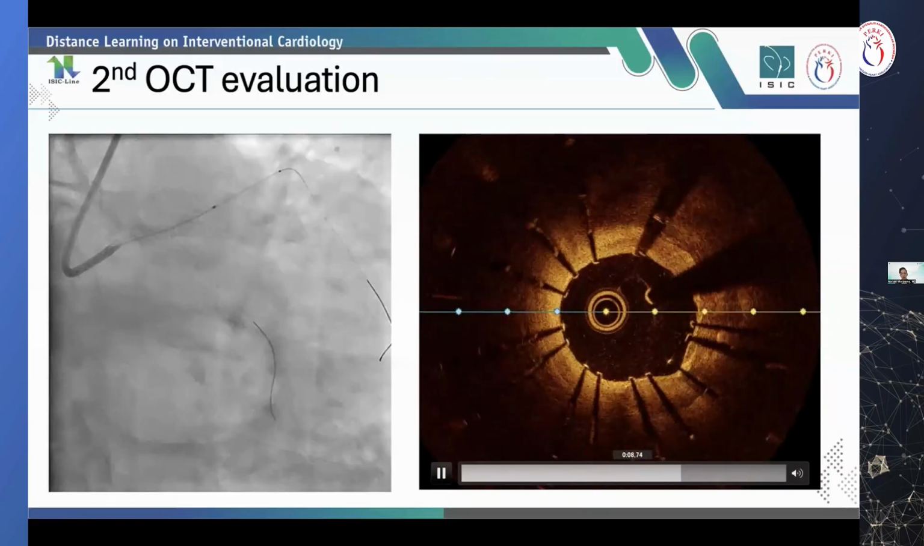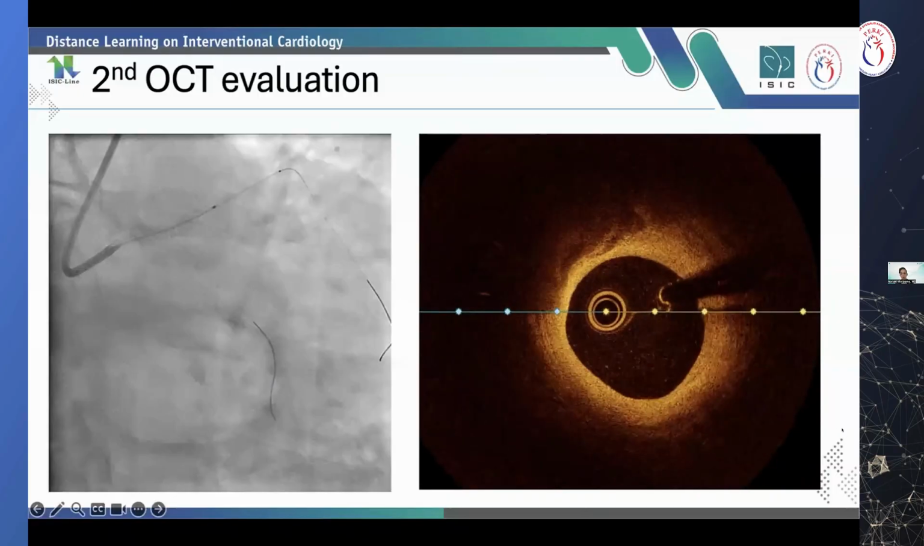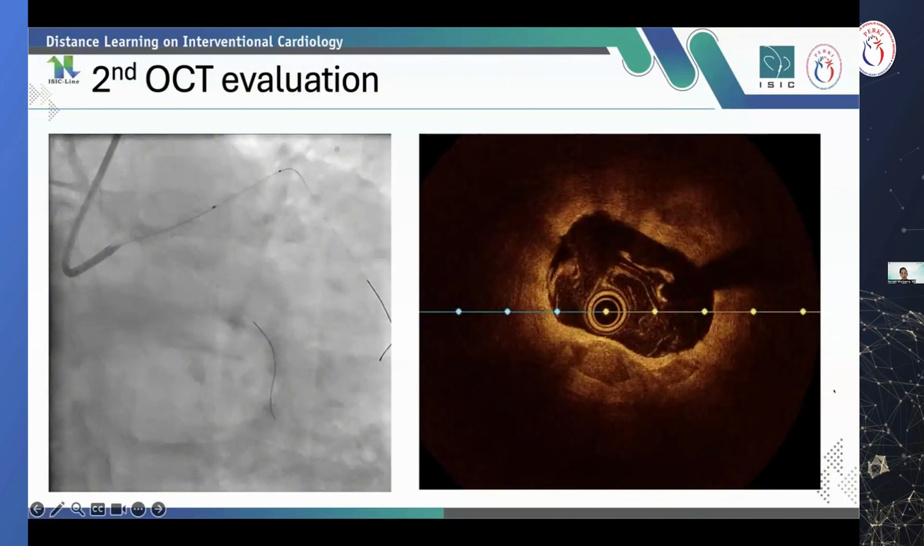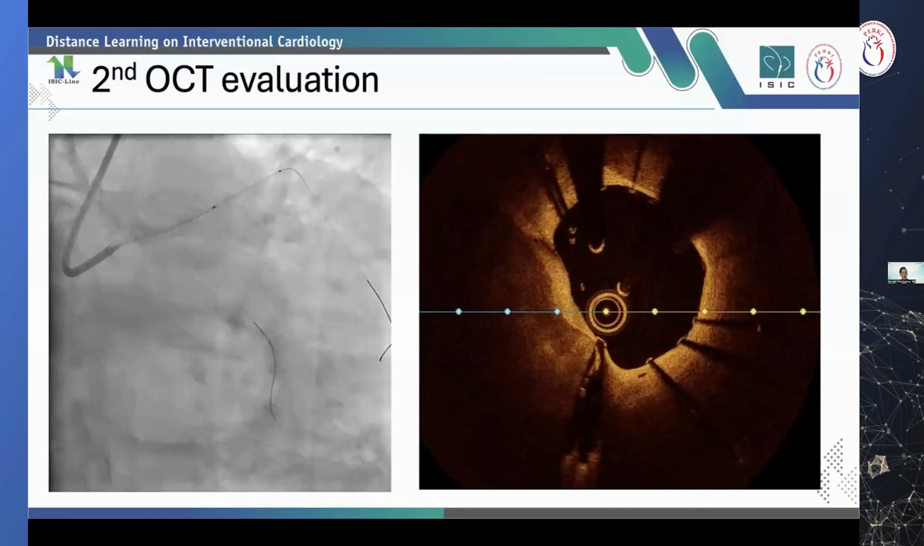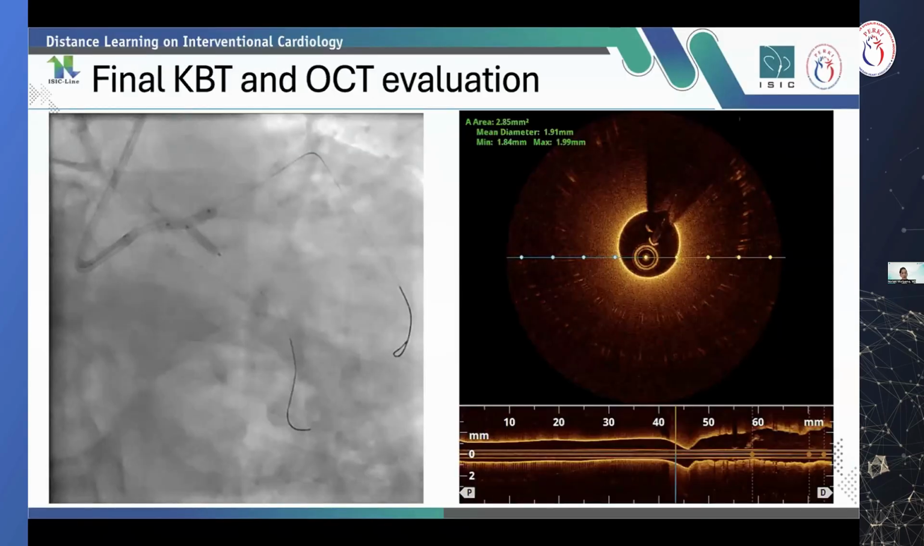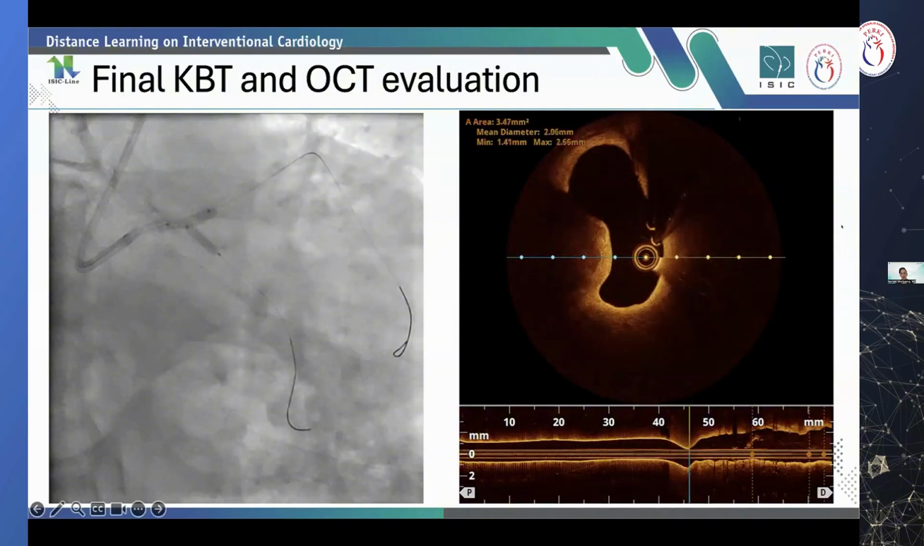Stent position is very good, and there's no complication at the distal part. We don't need any touch for the distal part of the stent. And I decided to do KBT to optimize the stent position, and for our future intervention for the left circumflex. And then final OCT was performed.